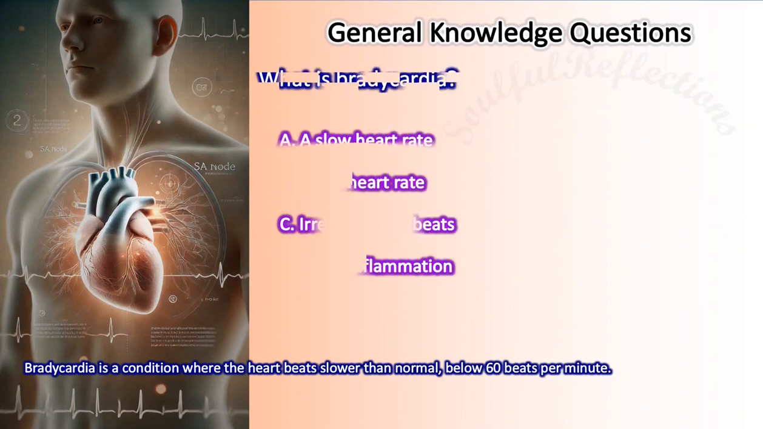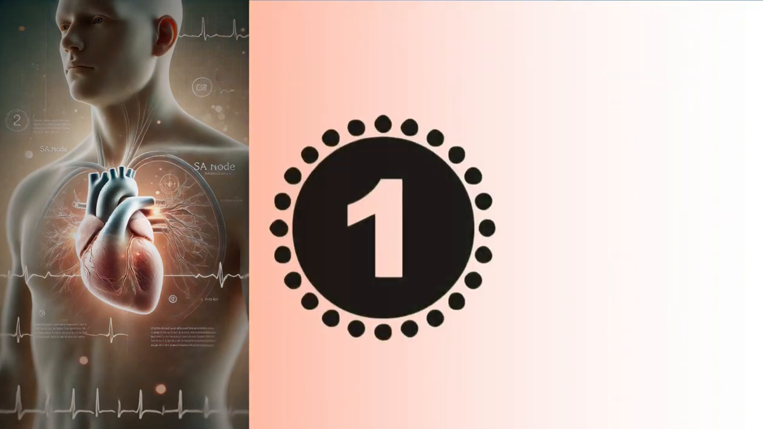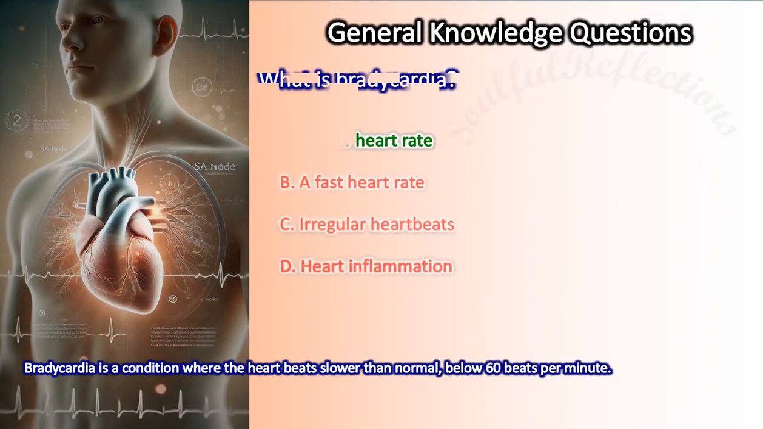What is bradycardia? Option 1, a slow heart rate. Option 2, a fast heart rate. Option 3, irregular heartbeats. Option 4, heart inflammation. The answer is Option 1, a slow heart rate.